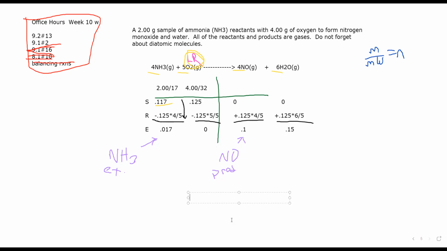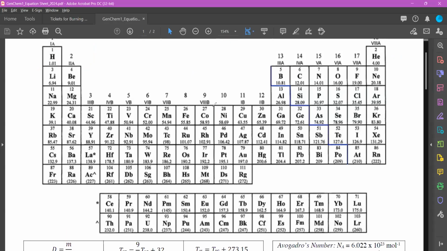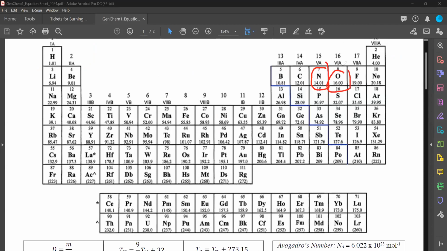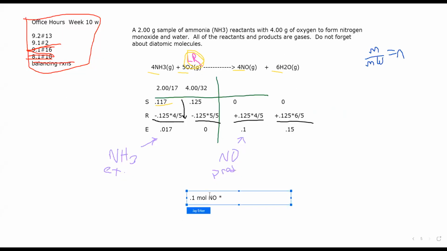So our last step here is we have to do 0.1 moles of nitrogen monoxide times the molecular weight of nitrogen monoxide. And if we look at the periodic table here, our molecular weight for nitrogen monoxide is going to be 14 plus 16. That's just going to give us a molecular weight of 30-ish. So we're going to have 0.1 moles times 30.01 grams per mole. And that should get us 3.001 grams. If you put in 3 grams, it will probably work as well.